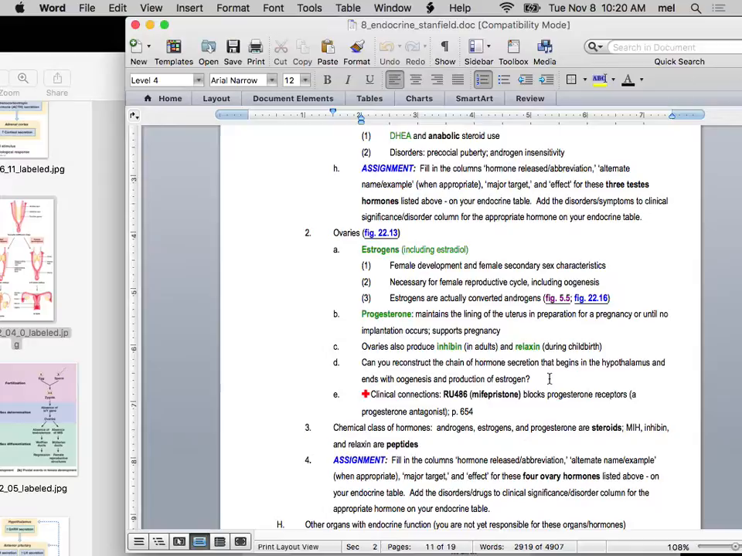RU486, mifepristone, is one of a big category of drugs. There's a bunch of different levels of them. Just pick this one. Depending on your political leanings, you might call it the abortion pill or the morning after pill. So let's talk about how this is used and what it has to do with physiology. Okay, so keep your politics. We can disagree, but I want you to understand the physiology of it.